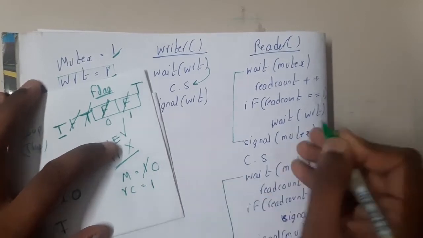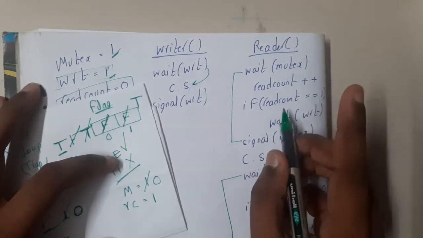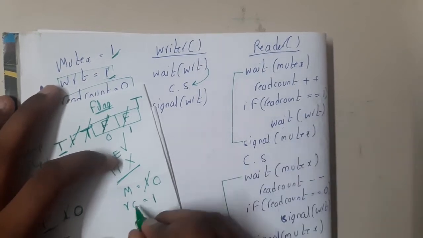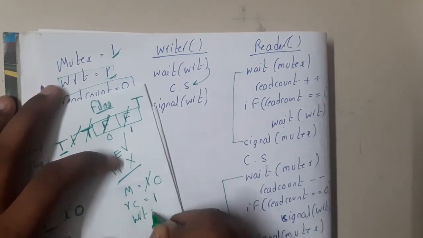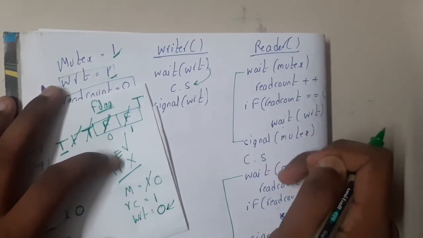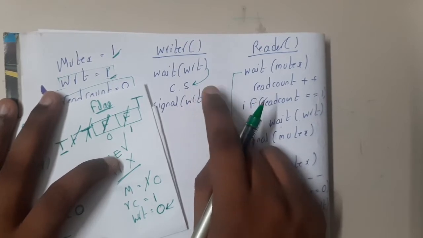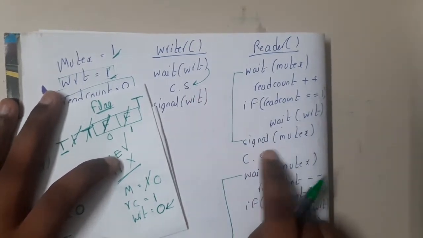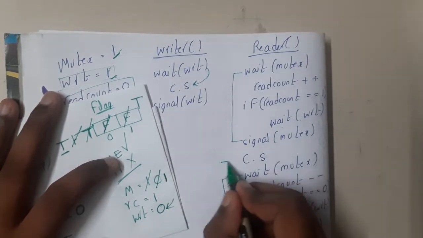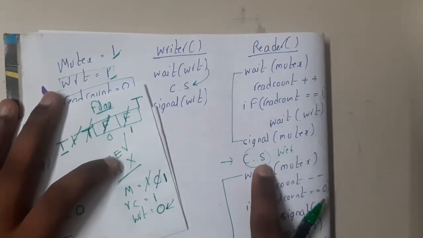He will increment the reader count to 1, and now he will check if read count is equal to 1. If the read count is exactly 1, he does wait on wrt, decrementing it to 0. The reason is that once a reader has entered, the writer cannot come and update. After that he will signal the mutex, incrementing it back to 1. Now he can go into the critical section, which is nothing but our website.